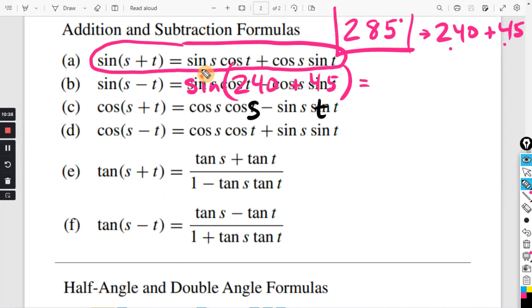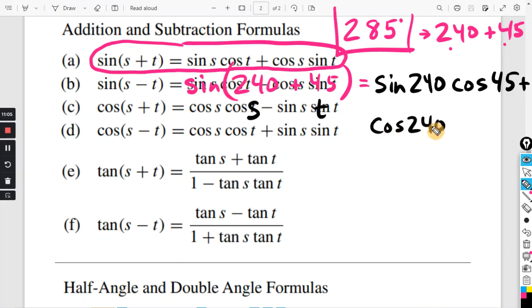So we have sine s cosine of t. So sine of 240 and cosine of 45, and that's going to be plus cosine of s, so cosine of 240, and sine of t, sine of 45. All right, these are all in degrees. So we just need to use the unit circle to find each one and then solve the equation.